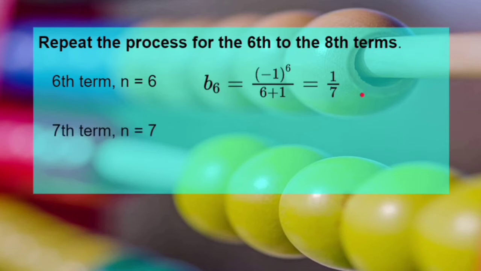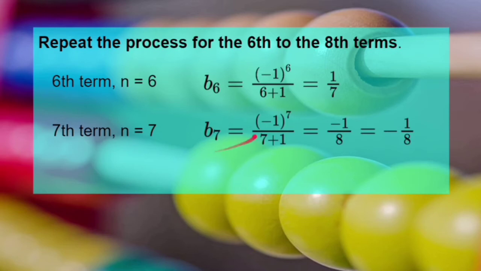For the seventh term, okay, so we have -1 raised to 7. Okay, so 7 is an odd number, so therefore we have -1. And then 7 plus 1. Okay, so the denominator is 8. So -1 divided by 8, so that is -1/8.